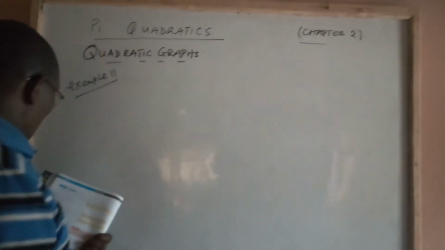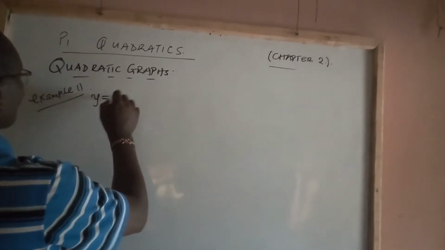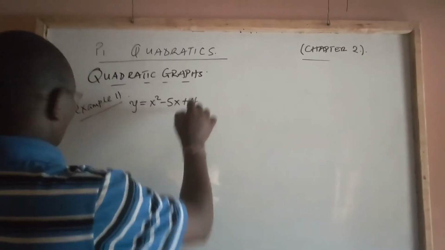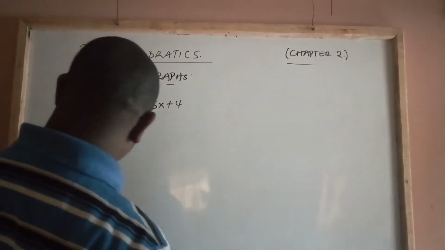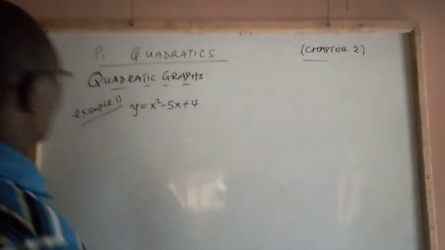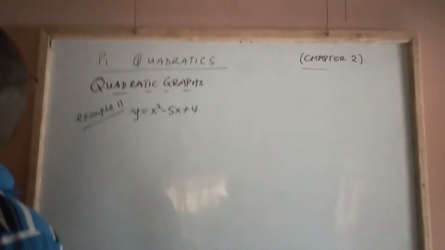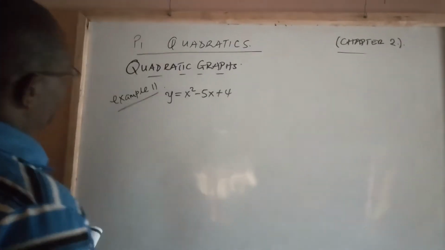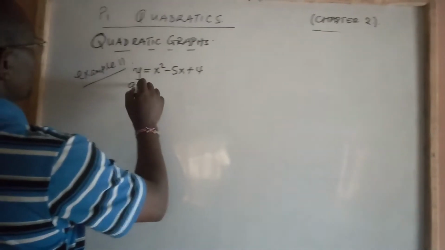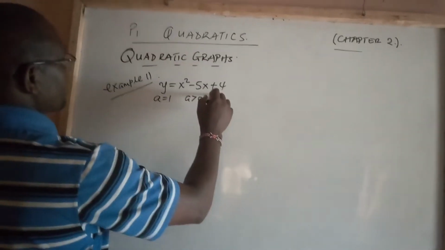Example 11, we are told to sketch the graph of y is equals to x squared minus 5x plus 4 and find the coordinates of the turning point. First of all, we must understand the shape of the graph. Our a is 1, which means a is greater than 0 and the shape is a U.